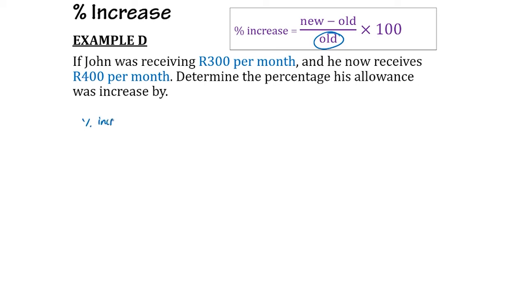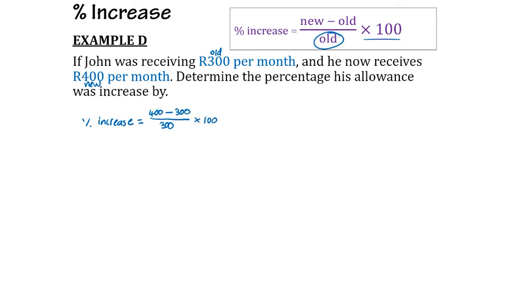The percentage increase is going to be the new amount. Well, what's the new amount? Oh, this here is my new amount. So that's 400 Rand minus, this was his old amount of money, 300 Rand. And we're going to divide that by his original amount of money. Now, look at this here. Why are we multiplying it by 100?